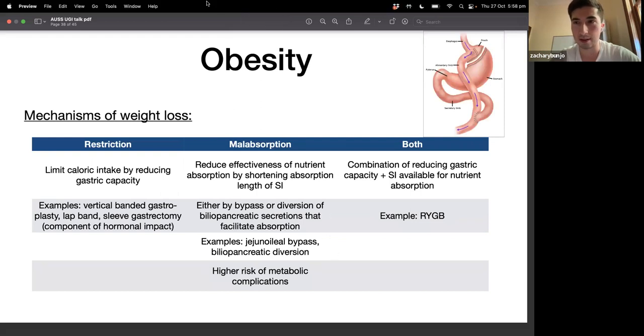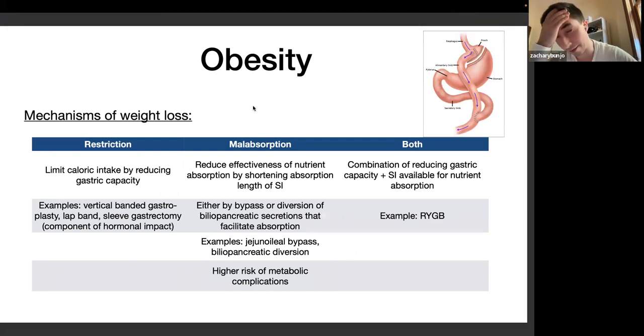Might skip through this slide fairly quickly, as we're coming to the close of the session, and I want to run through the OSCE station with you. But first, just have an overview understanding of the possible weight loss operations and the predominant mechanism that they work through.